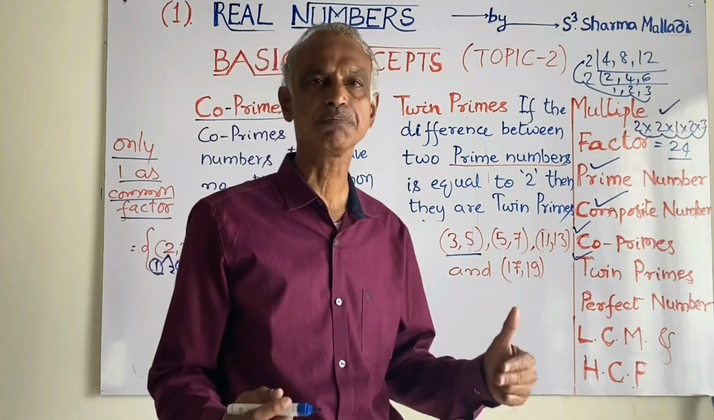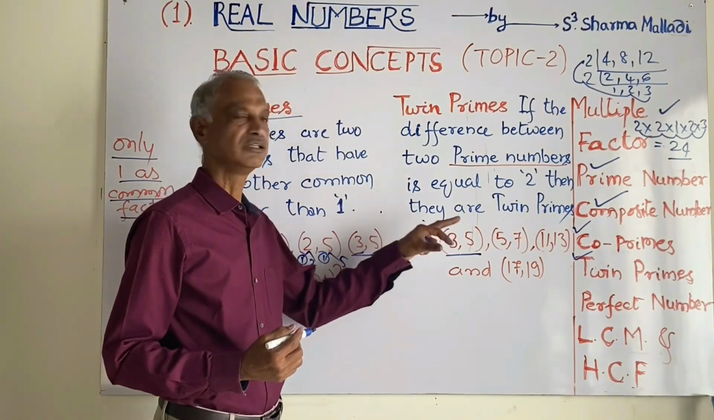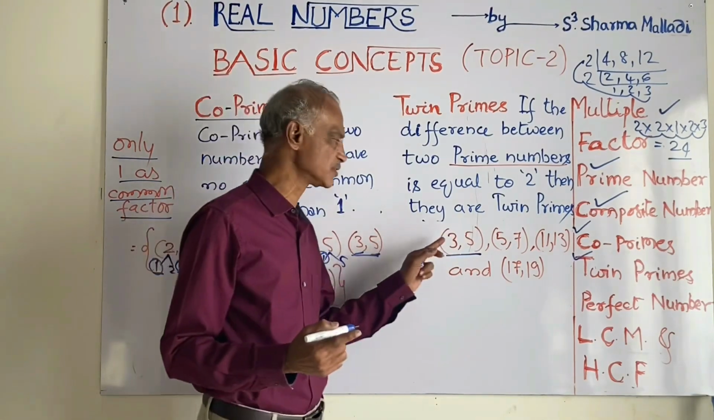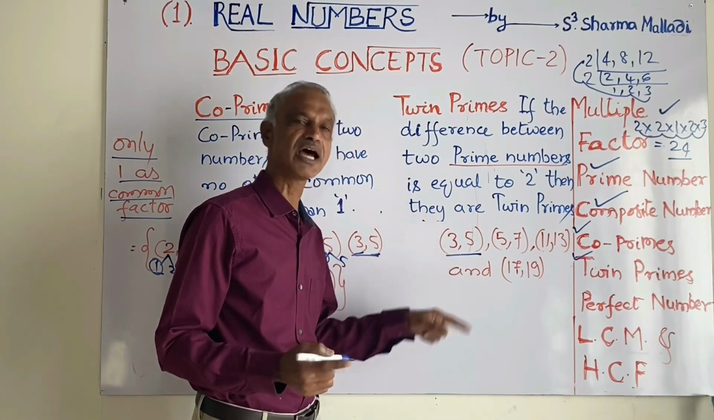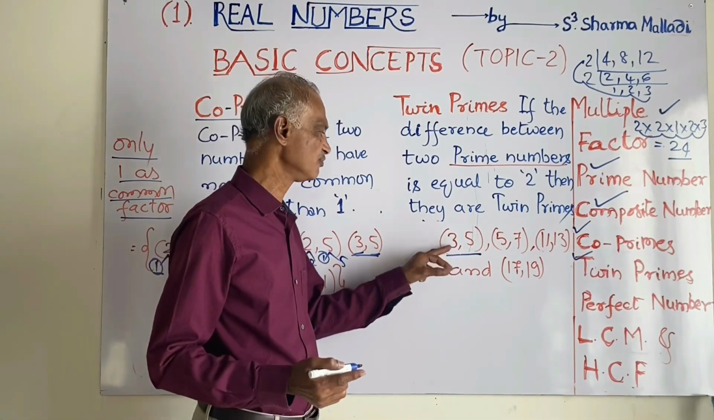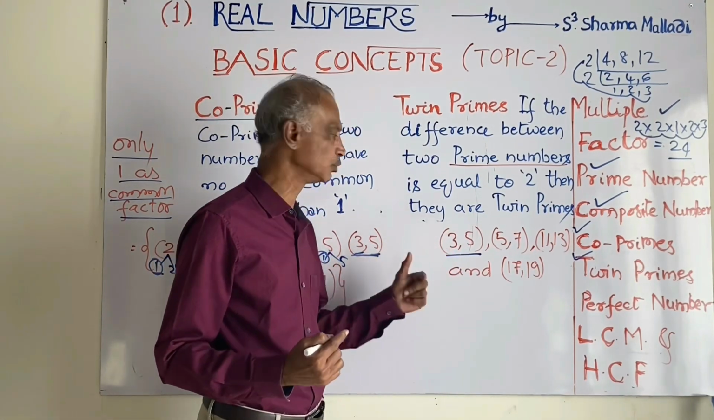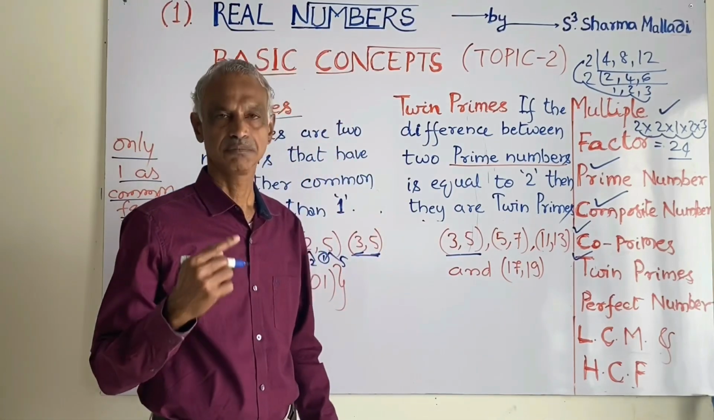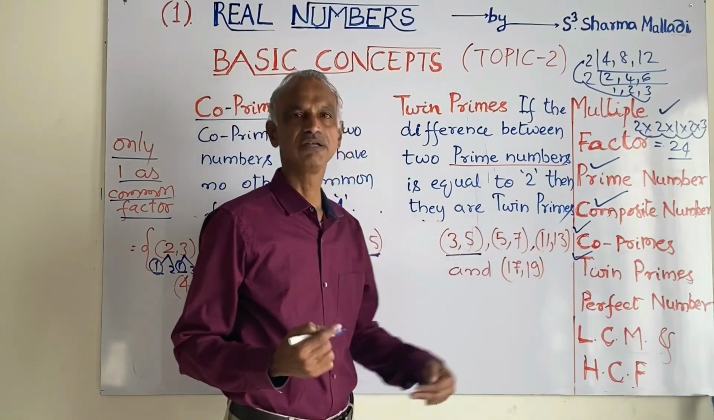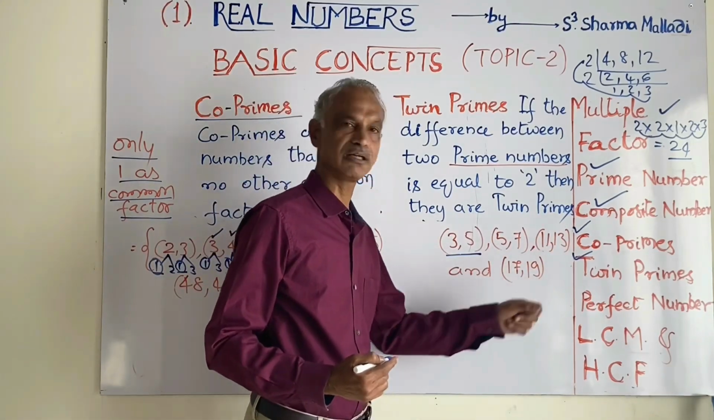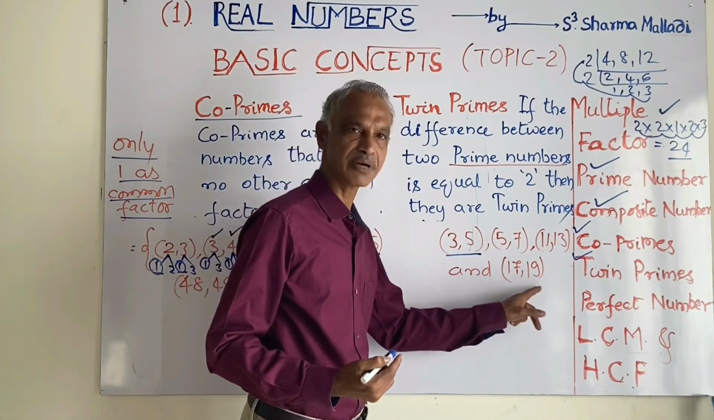What is the definition of twin primes? If the difference between 2 prime numbers is equal to 2, they are called twin primes. The difference between 3 and 5 is 2. They are prime numbers and the difference must be 2. 3, 5 are prime numbers and also the difference between 5 and 3 is 2. 5 and 7 are prime numbers and also the difference between 5 and 7 is 2. 11 and 13 twin primes and 17 and 19 are also twin primes. Difference is 2 and also they are prime numbers.